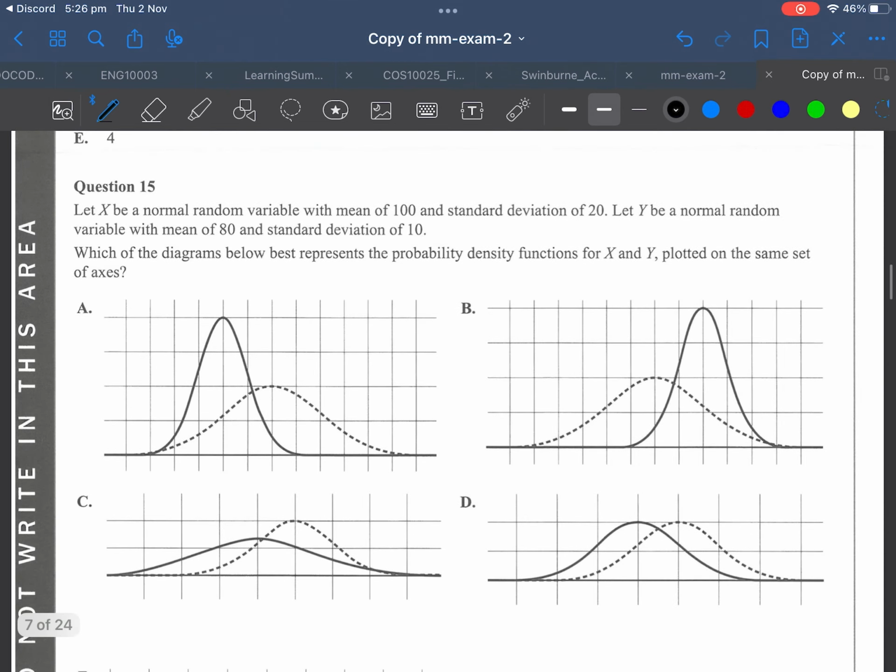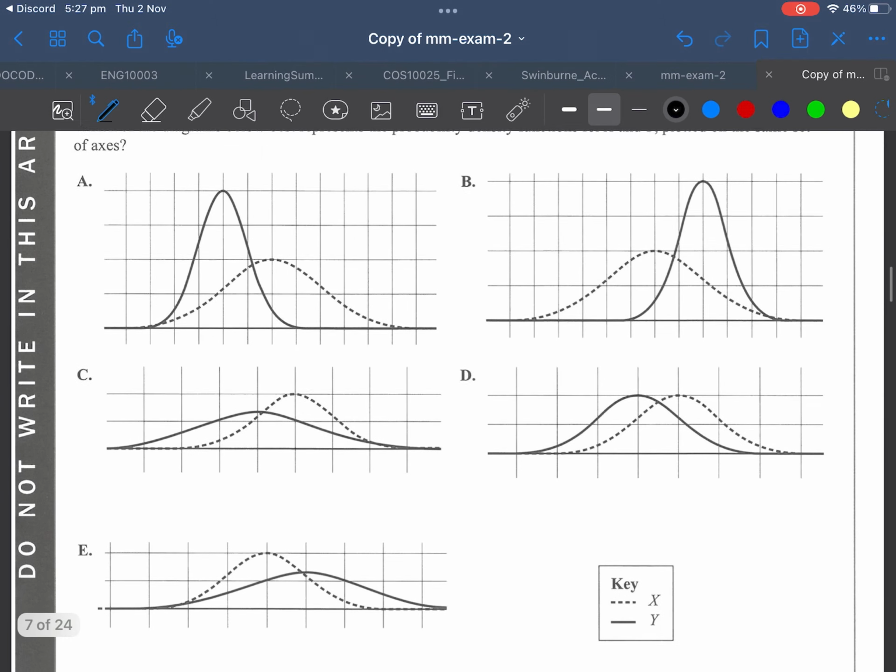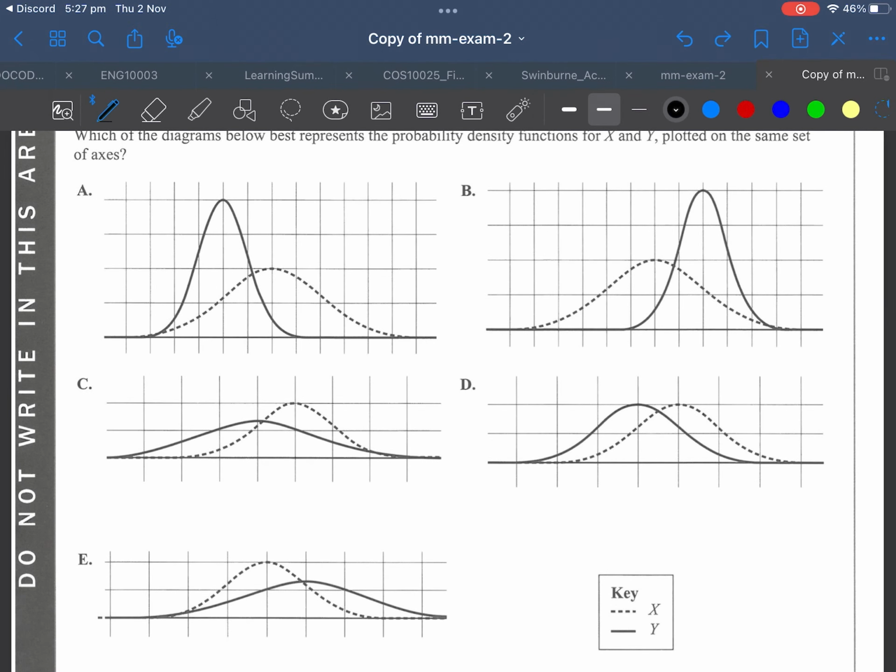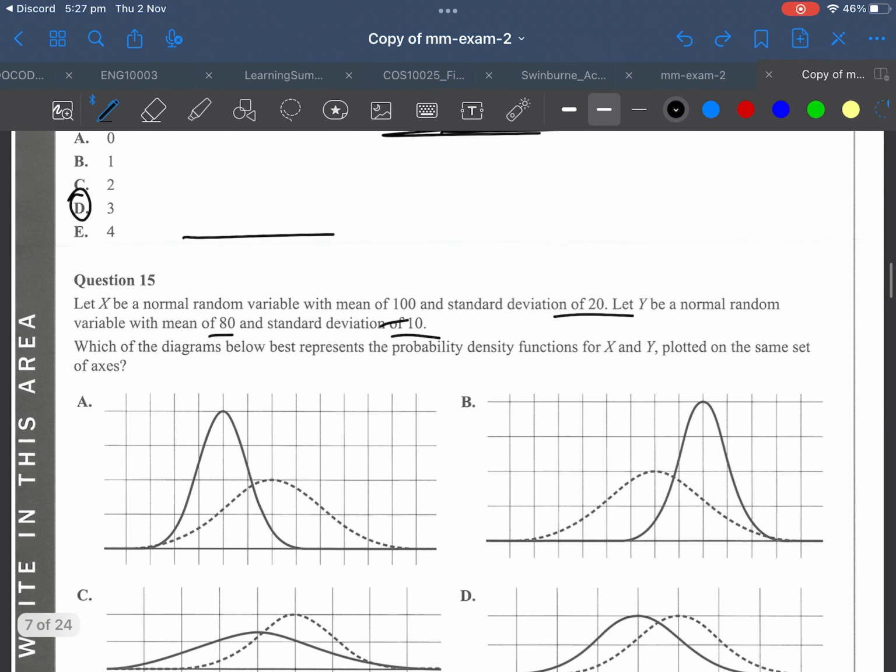Anyway. Question 15. So let X be a normal random variable with mean of 100, standard deviation of 20. Y be a normal random variable with mean of 80, standard deviation of 10. And we have to find out which of the diagrams best represents these two graphs. Okay. So a dotted line is going to be X and bold line is going to be Y. So let me just draw a rough one. So let's say our mean of 100 is here somewhere. So this is going to look something like this. Actually, I should draw a dotted line. So this is going to be our X, like so.